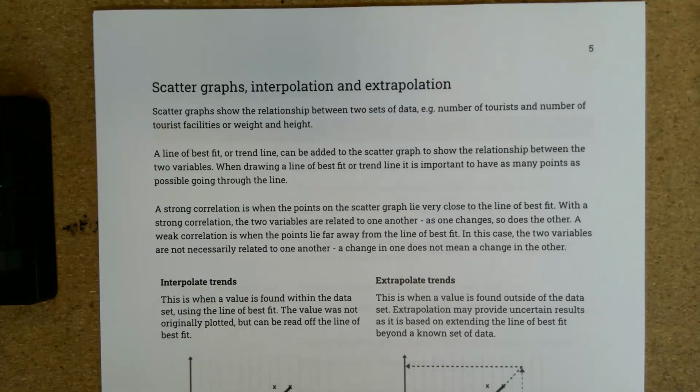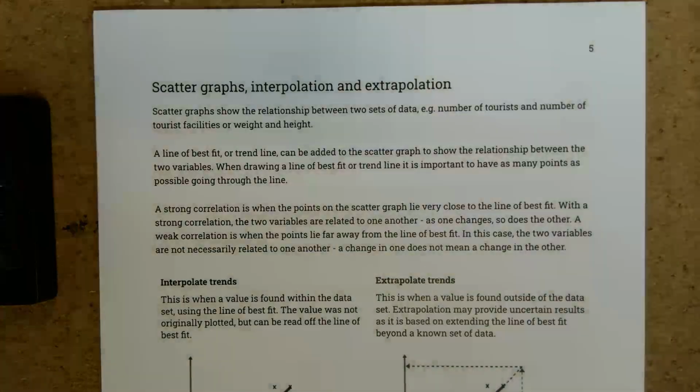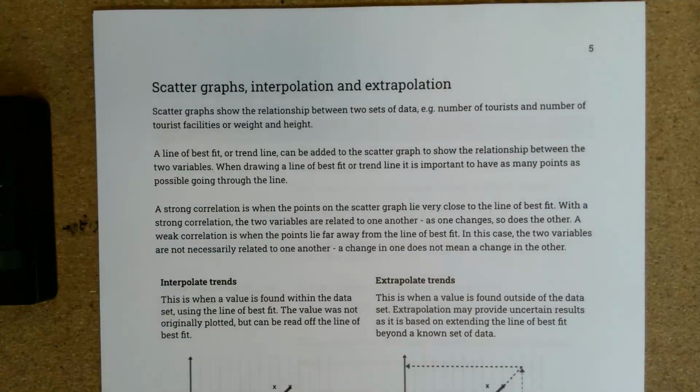Next we come on to scatter graphs and how we use those to interpolate and extrapolate information. Scatter graphs allow us to show the relationship between two sets of data. For example, the number of tourists and the number of tourist facilities, or weight against height within a population. We can use a line of best fit or trend line on the scatter graph to show the relationship between the two variables.